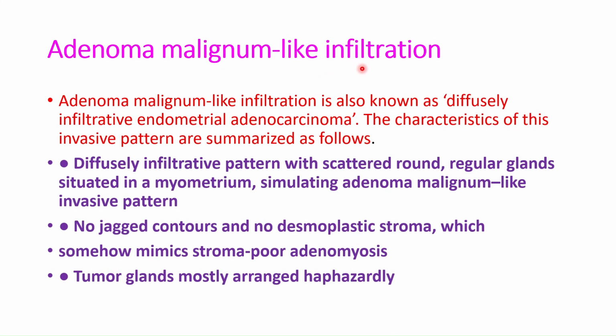Now adenoma malignum-like infiltration. It is a diffusely infiltrative endometrial adenocarcinoma, in which we can find scattered round regular glands situated in the myometrium, with no jagged contours and no desmoplastic stroma. It mimics stroma-poor adenomyosis, and tumor glands are mostly arranged haphazardly.